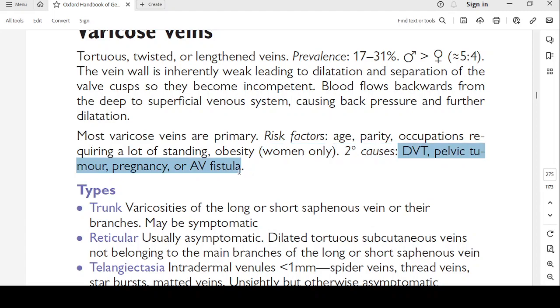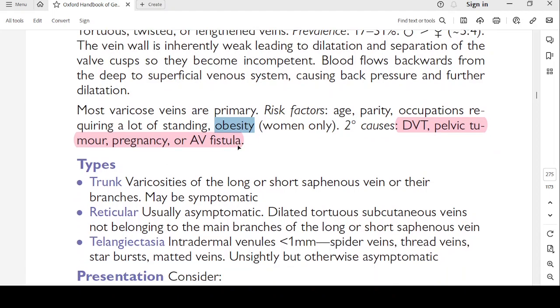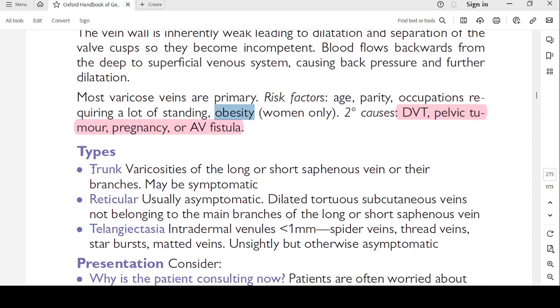So when the deep veins are blocked, the blood flows through the superficial veins. So that causes varicosities. Pelvic tumor, there is a back pressure, pregnancy and AV fistula. Types of varicosities: truncal varicosities. Truncal varicosities of the long or short saphenous vein or the branches may be symptomatic.